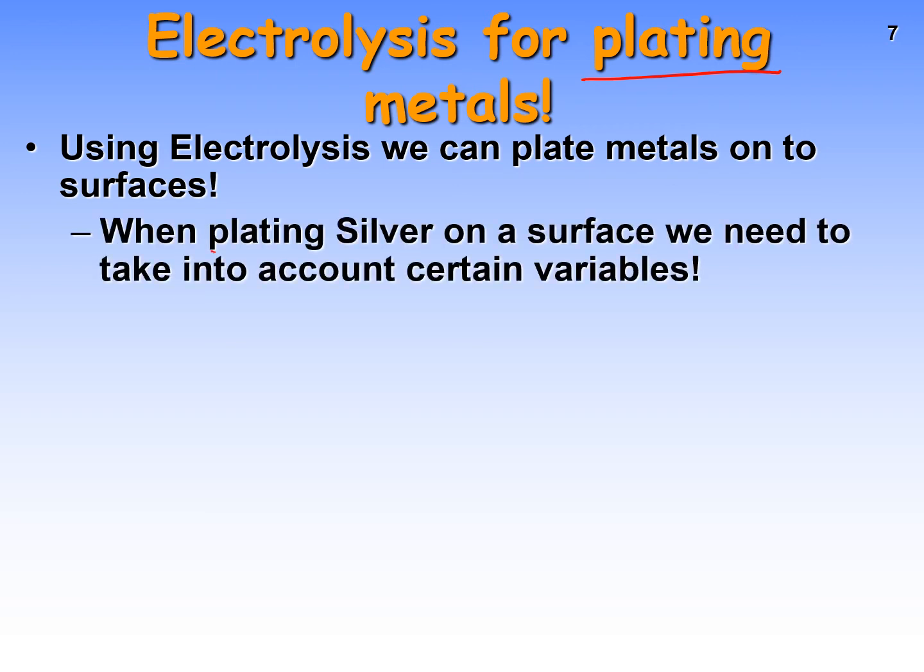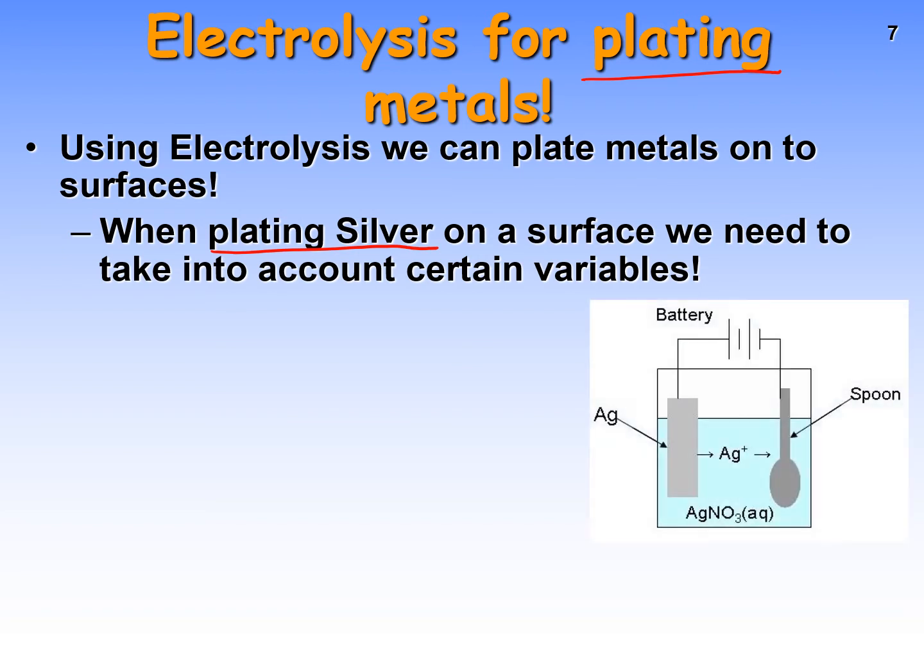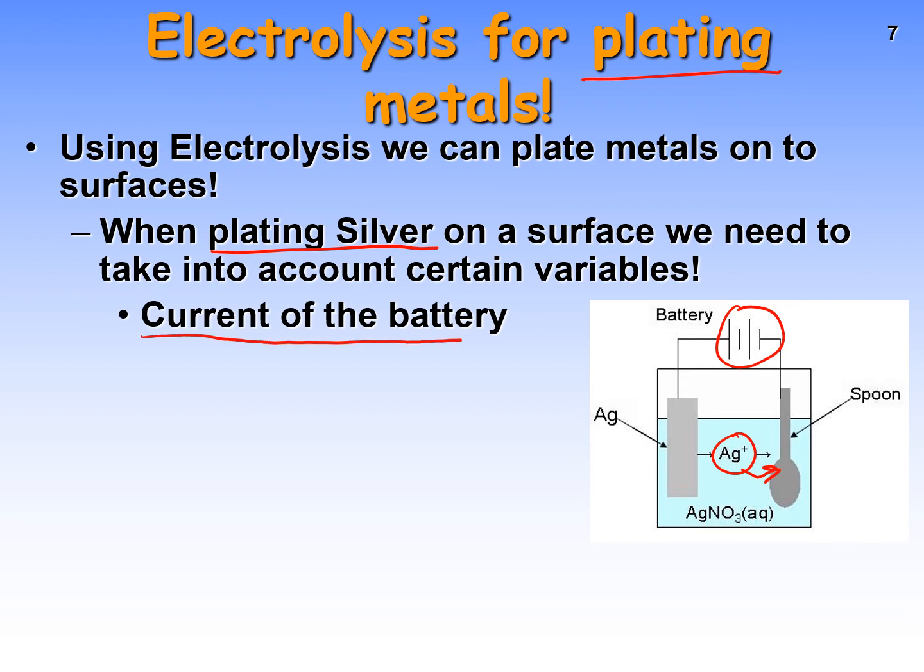So if we wanted to plate, for instance, silver on a surface, we need to take a couple things into account. So here's our electrolytic cell. We have our battery. It's causing the silver aqueous to be reduced into the solid state. And we're going to hold our spoon in there if we wanted to plate a spoon silver. There's a couple variables that we need to know. We need to know the current of the battery.